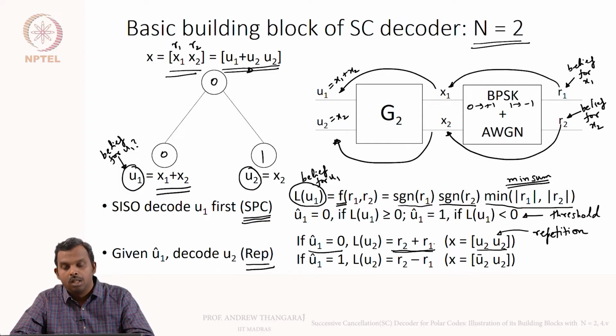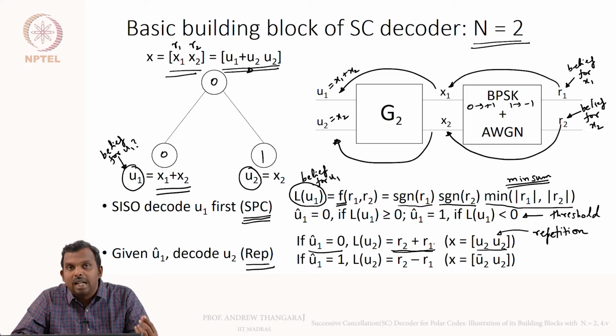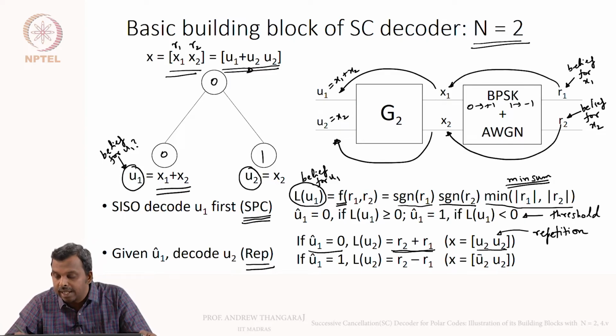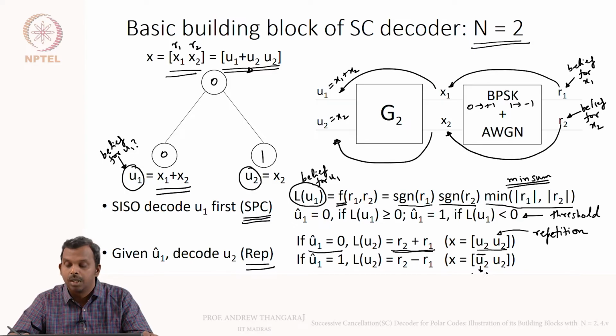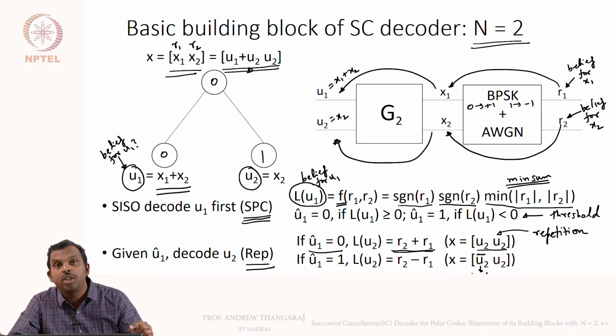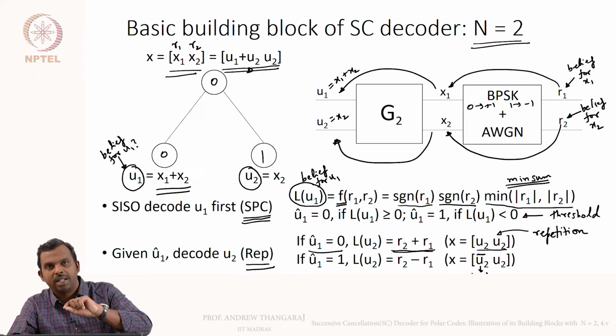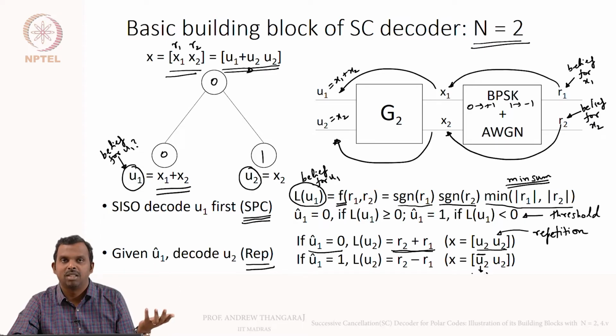Now, if u1 is 1, the situation is very similar. What is x? It's u2 bar, the complement of u2, that is 1 plus u2, and u2. So R1 is a belief for u2 bar, the complement of u2. If you have a belief for the complement, what is the belief for the actual bit u2? Minus R1. Think about it: BPSK maps 0 to plus 1 and 1 to minus 1. If for a particular bit you have a belief, for its complement the belief is the negative of that.